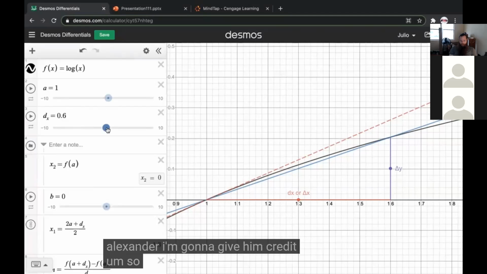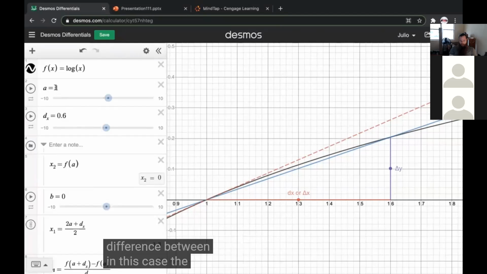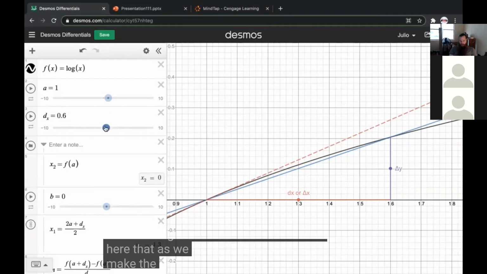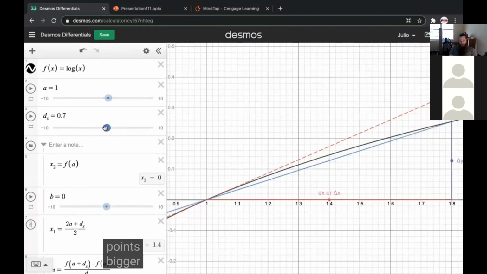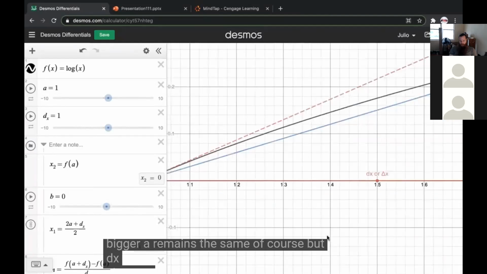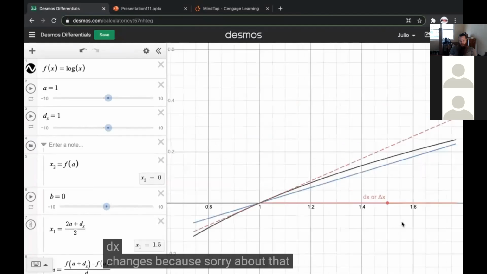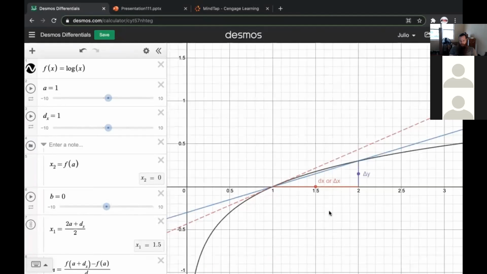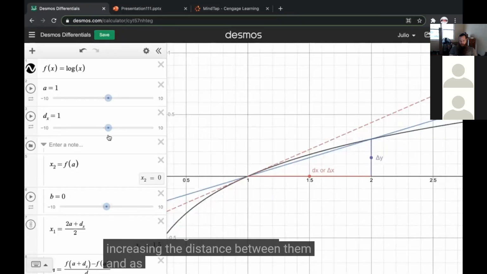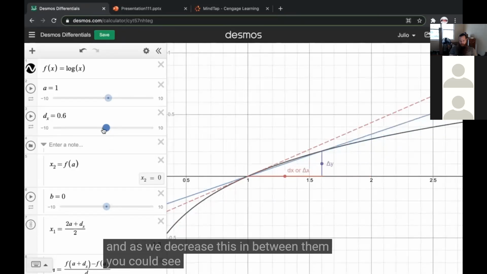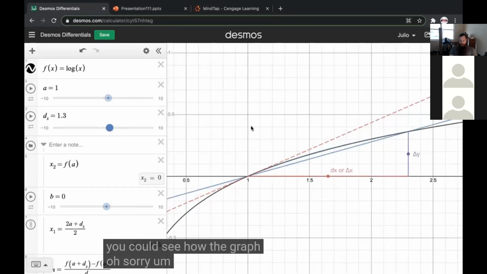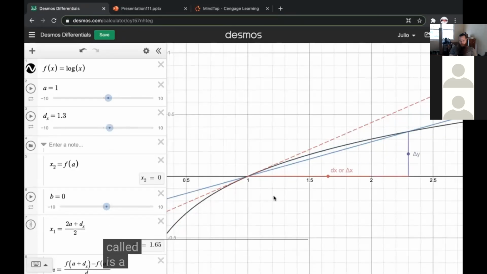It's really nice. So dx, as you can see, is the difference between, in this case, the point A at a equals 1 and at a plus dx, which in this case is 1.6, but that would change as we change around dx. As we make the difference between those 2 points bigger, a remains the same, of course, but dx changes because we're increasing the distance between them. And as we decrease the distance between them, you can see how this dashed line right here is a tangent line approximation at x equals a, where a is equal to 1 in this case.